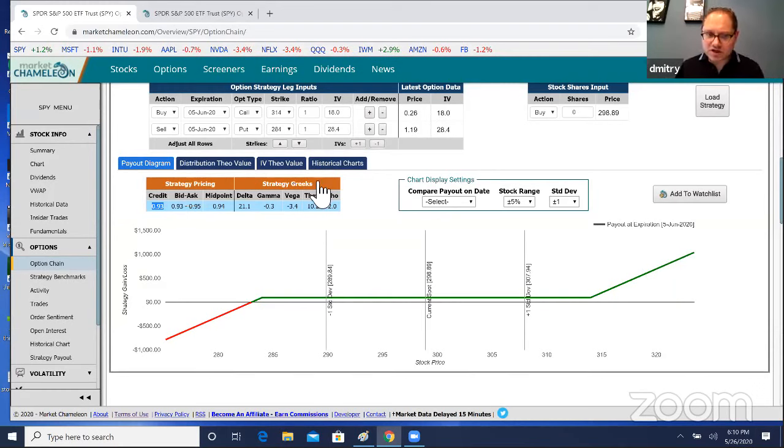As long as the stock expires above that short strike 284, we keep that credit. If it breaks to the upside, through that upper strike, at expiration it becomes 1-to-1 with the stock. If it breaks to the downside, obviously below 284, then it becomes 1-to-1 to the downside with that stock. So this is what it looks like.